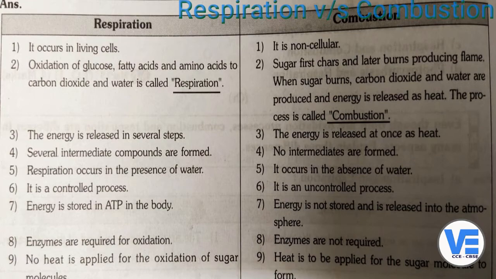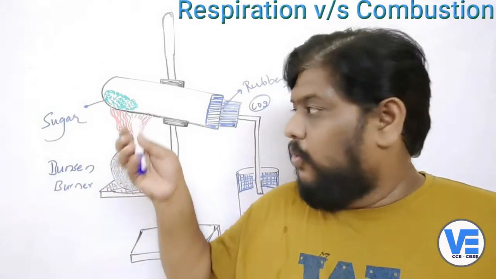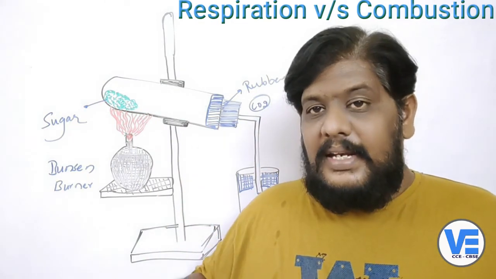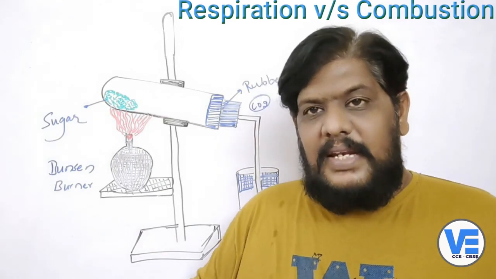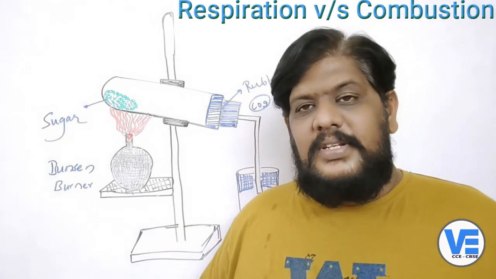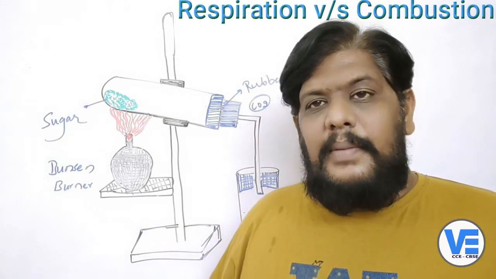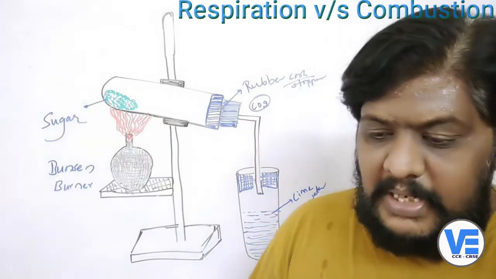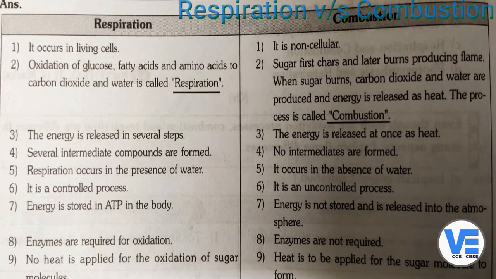And what is the energy here? It is given in the form of heat. Carbon dioxide is coming out, water is coming out, so it is similar to respiration, but the energy is released only in the form of heat. Whereas in our body, it is released as heat, and also the remaining energy is stored in our body in the form of ATP. That is a major difference we have to understand between combustion and respiration. In respiration, energy is released in several steps, but in combustion the energy is released at once as heat. That is what we have to remember.